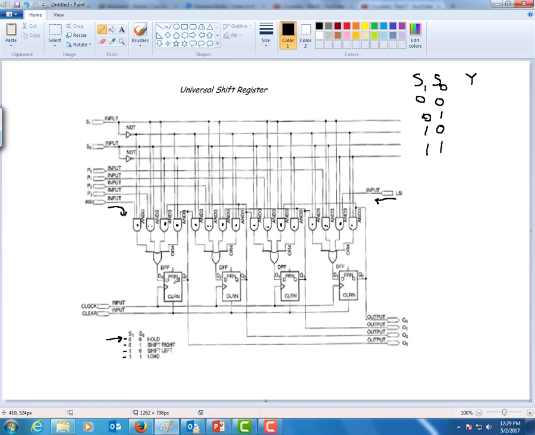Well, this is known as a universal shift register, and that was the discussion of how it works.